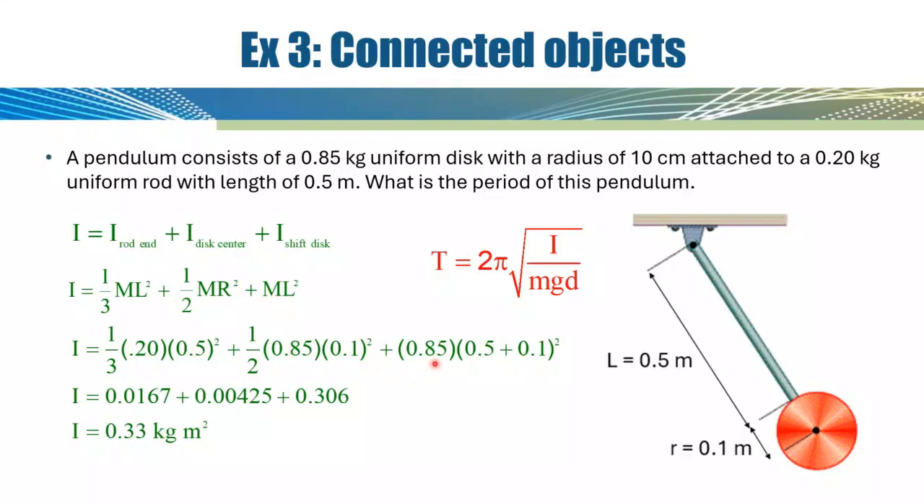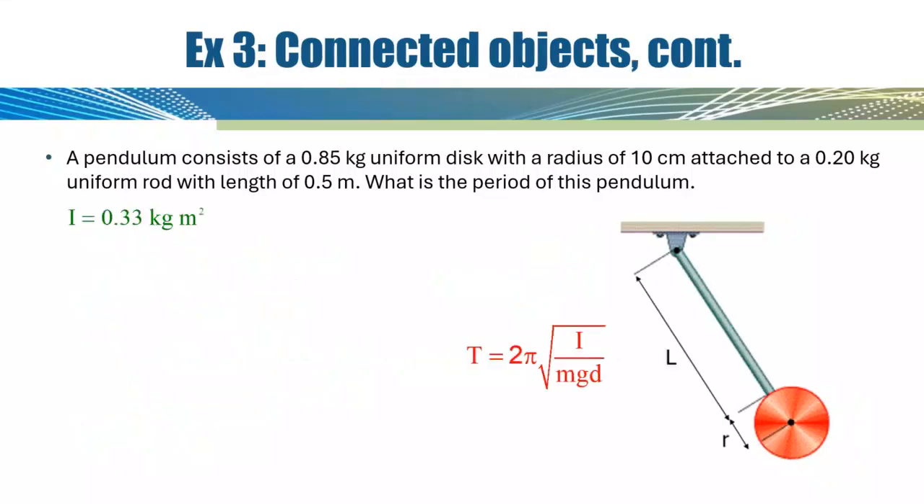So the mass of the disc again is 0.85. And how far are we shifting its axis of rotation? All the way up to the pivot point, which is going to be the length of the rod plus the radius of the disc. And so doing all my number crunching, I came up with a rotational inertia value of 0.33 kilogram meter squared. So we found the rotational inertia.